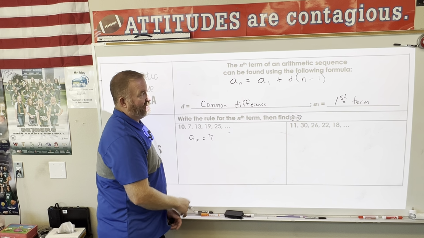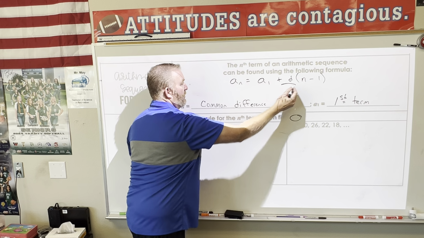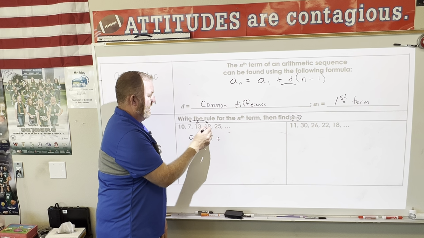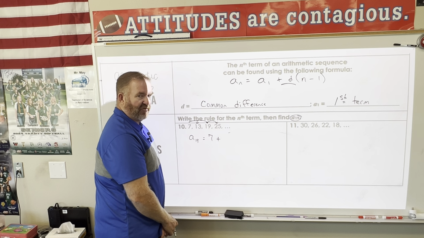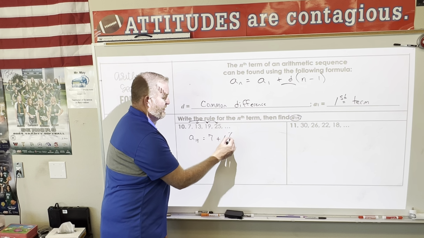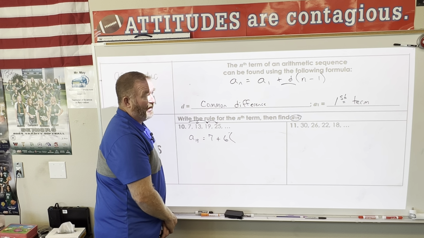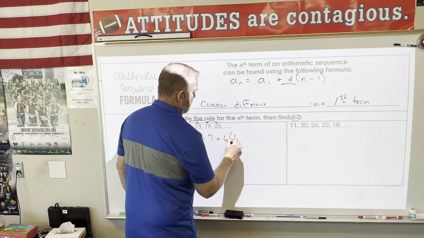What's the next thing it says up there? Plus the common difference. What's it going up by? Look again. 6. So plus 6. Now, what number do they want you to find? 19. So I'll put 19 minus 1 in the parentheses.